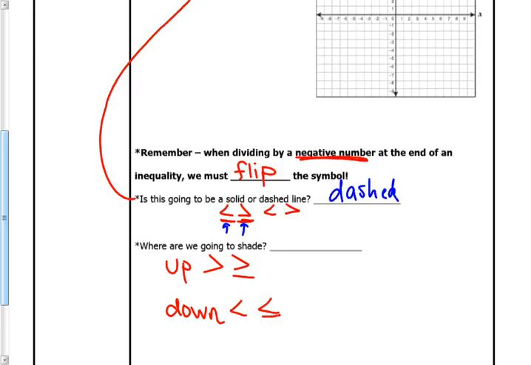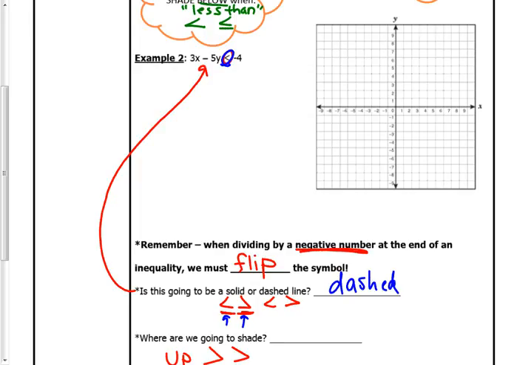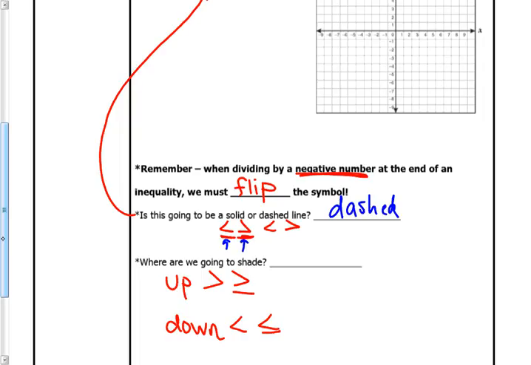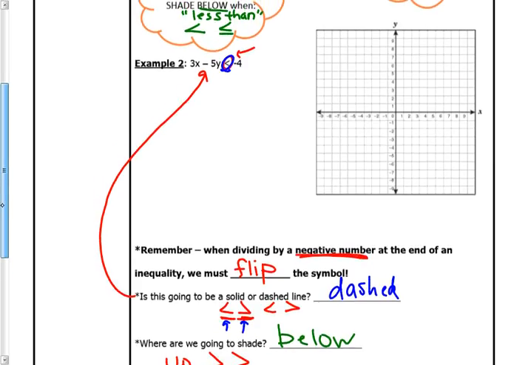All right, so looking at my inequality again, this was our symbol, right? This is a less than symbol. So if we have less than, you can also think less and lower, right? L and L. We're going to shade below. So you have to make sure you remember that. All right, so let's go back here.